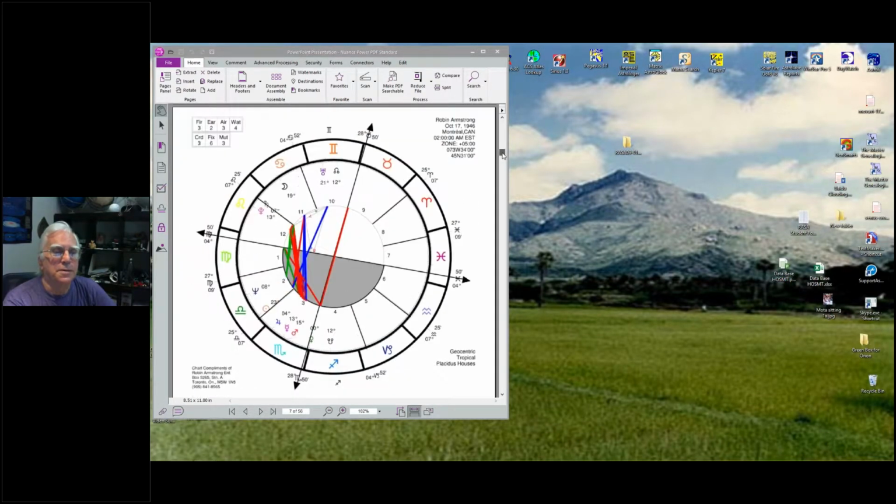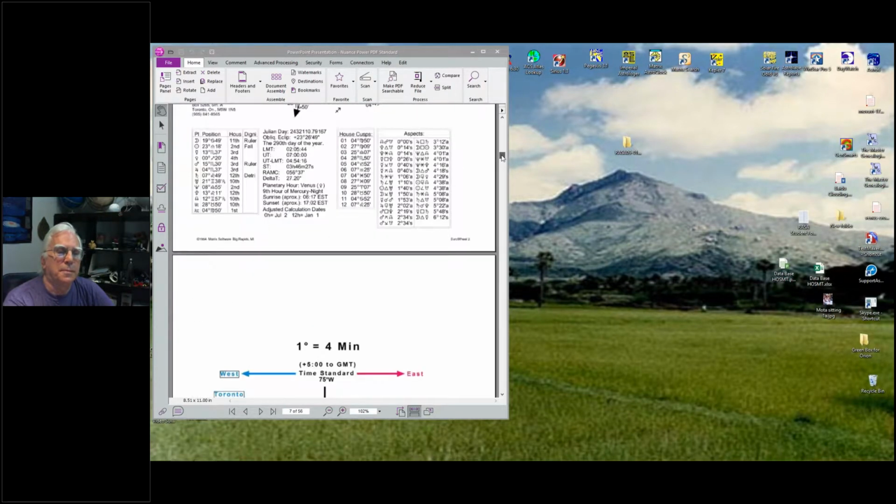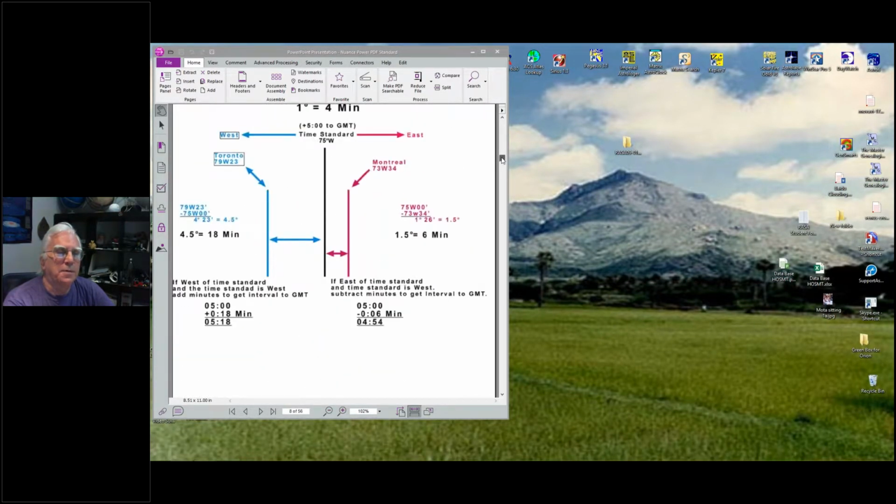Okay, so my chart, first example, 2 a.m. Eastern Standard Time, October 17th, 1946, in Montreal. Okay, so we're going to come back to the sheet that we had and we just talked about, but we just did it, so I'm not going to take a long time on it. I know 2 a.m. Eastern Standard Time is correct for 75 degrees west. That's the standard time. I'm in Montreal, 73:34. I have to subtract the Montreal longitude from the time standard longitude. So 73:34, I have to take away from 75 degrees, or 74 degrees, 60 minutes if you want to make it an easier calculation.